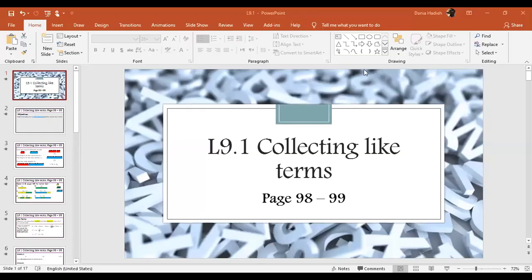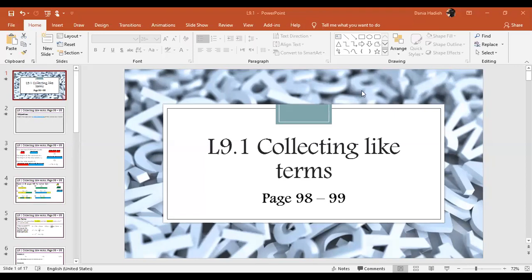Now let's start with our lesson. Our lesson today will be the first lesson in chapter 9, and it's about collecting like terms. Chapter 9 is the actual introduction to algebra. We did start using the terms of a variable and translating algebraic expressions in chapter 2, but how we're actually going to use them is in chapter 9. How do we actually solve a linear equation? That's what we need to reach at the end of chapter 9.